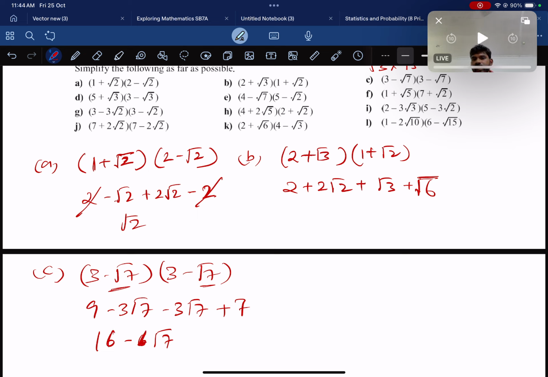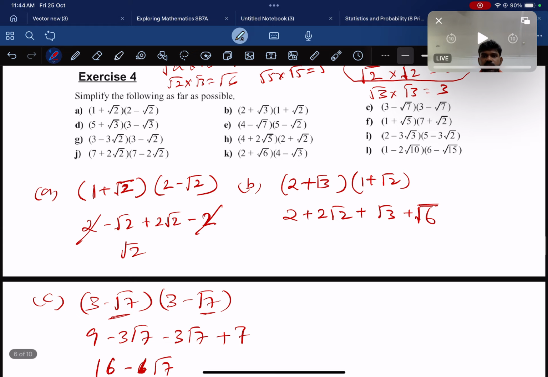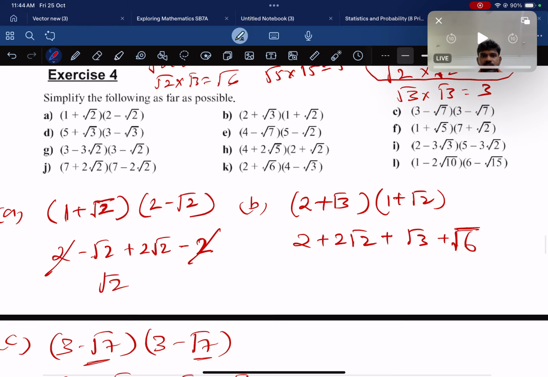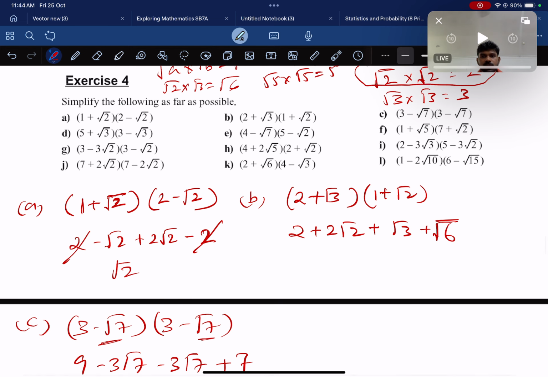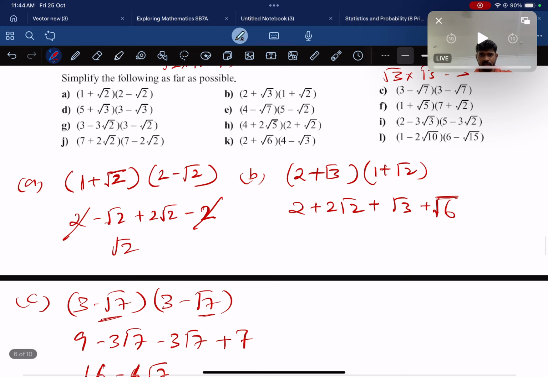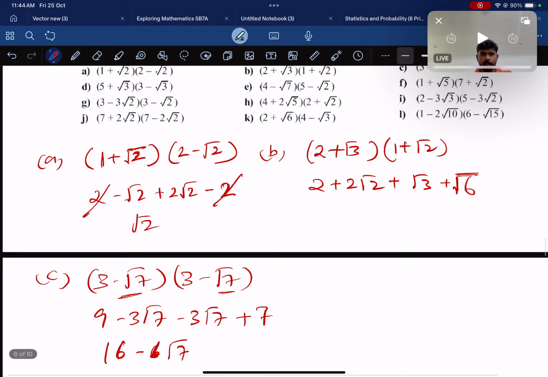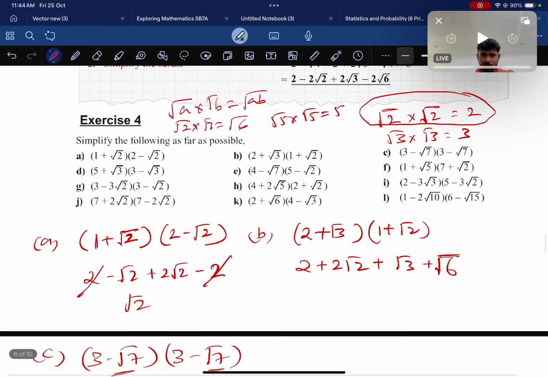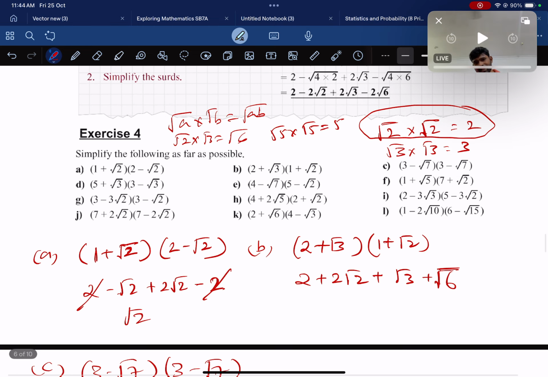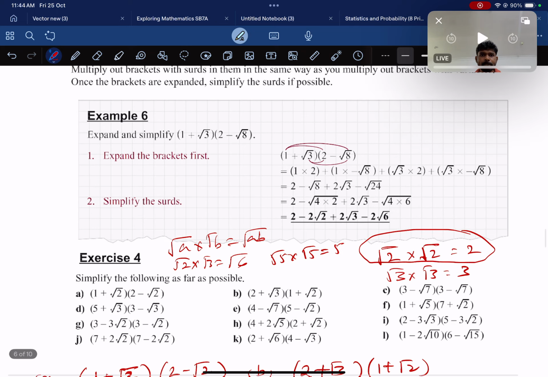So there are a few more questions that are being displayed on the screen. You guys can take these questions and do them as much as possible. And if you feel like any doubt is there, you can discuss with me, and I will try to answer you as soon as possible. Okay, so this is multiplication, addition as well as simplification of surds when it comes to two brackets.